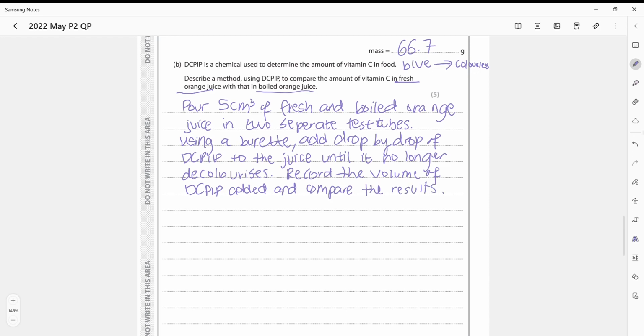Alright, so we get 1 mark for adding the fresh and the boiled orange juice into a test tube. That's 1 mark there. We get 1 mark for making sure that we use the same volume. We get another mark for adding a drop by drop of DCPIP. That's 3 marks. Record the volume. That's a 4th mark. And compare the results. That's the 5th mark.